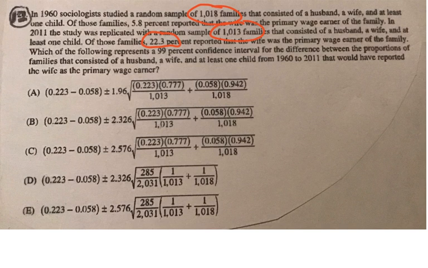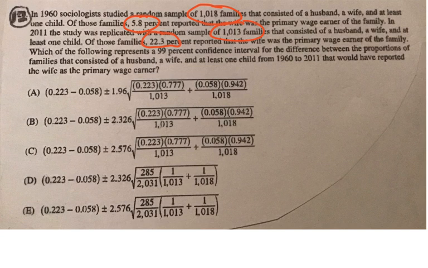And let's see, wait a minute. Oh, I missed it right there. So anyway, let's just read the problem. It says in 1960, they did a study. They took a random sample of 1,018 families that consisted of husband and wife and at least one kid. Of those families, 5.8% reported that the wife was the primary earner of the family. Only 5 to 6% basically back in 1960.